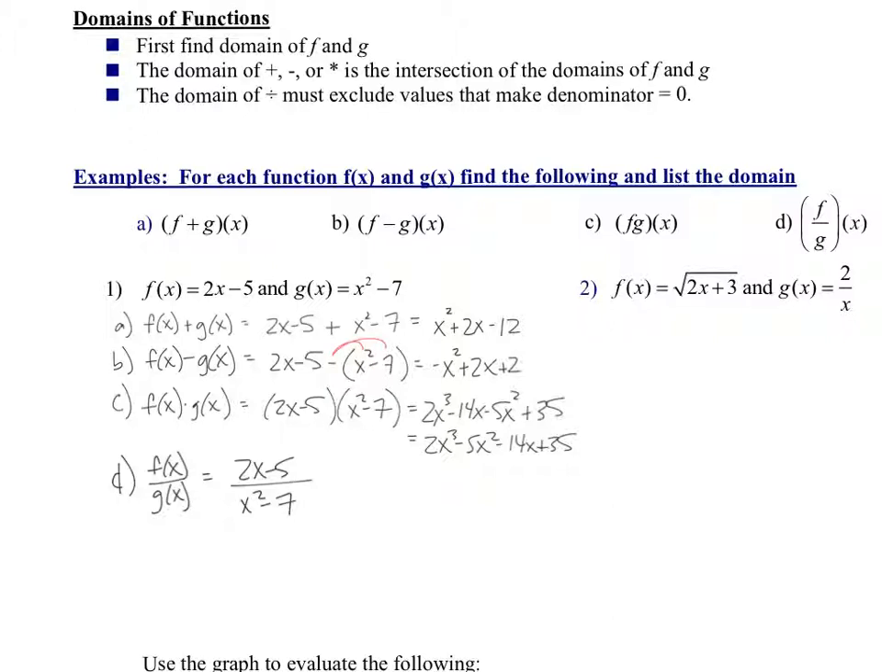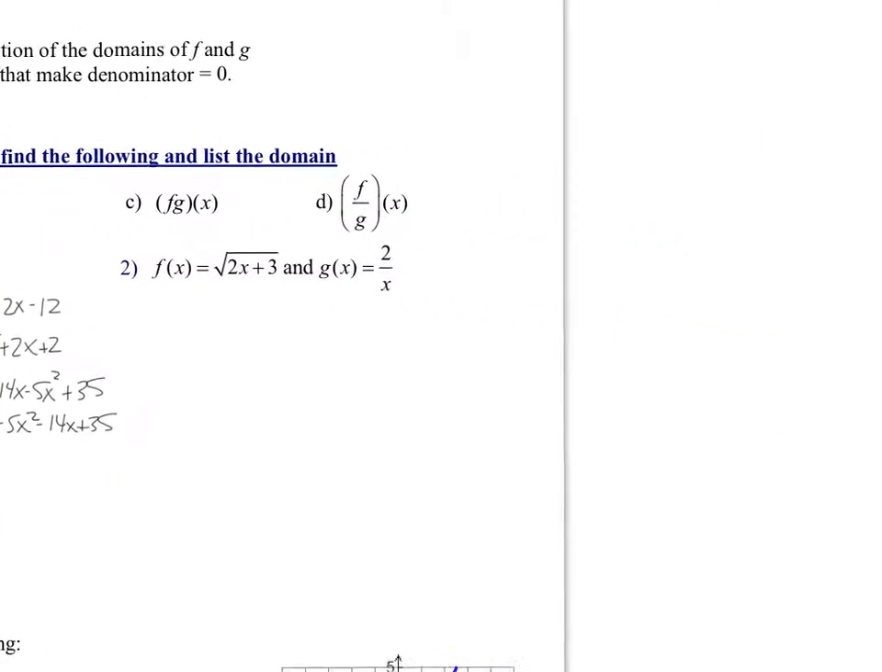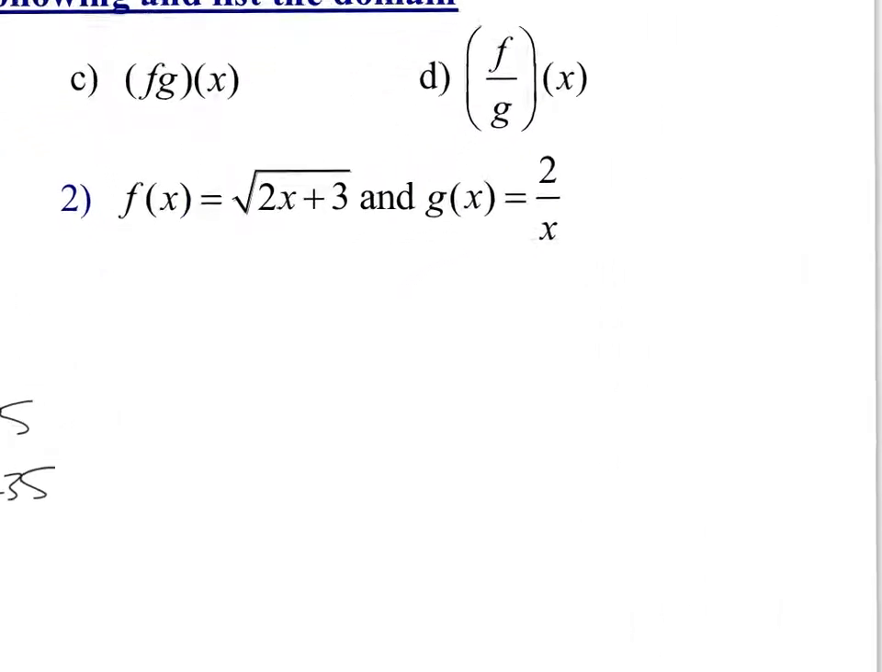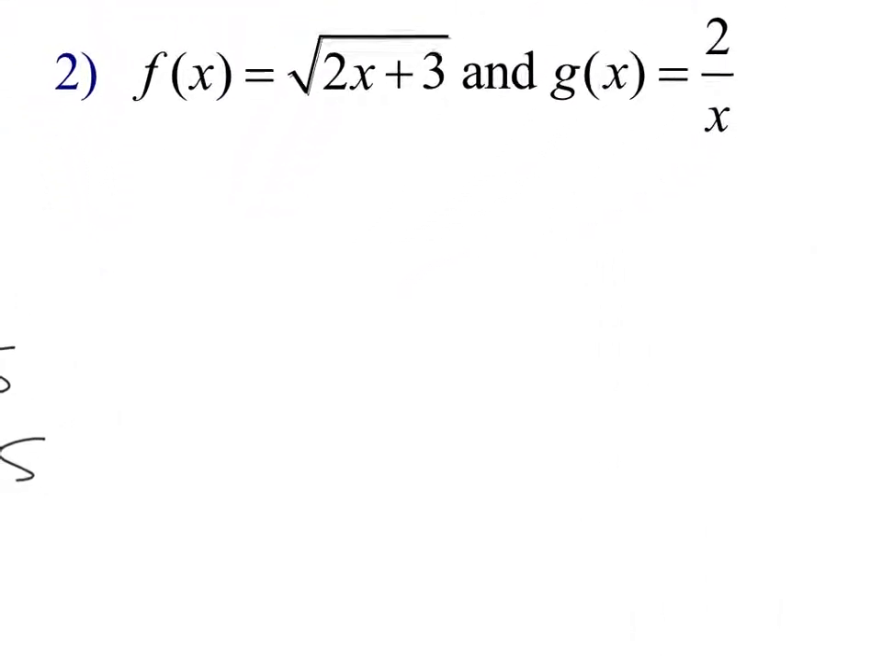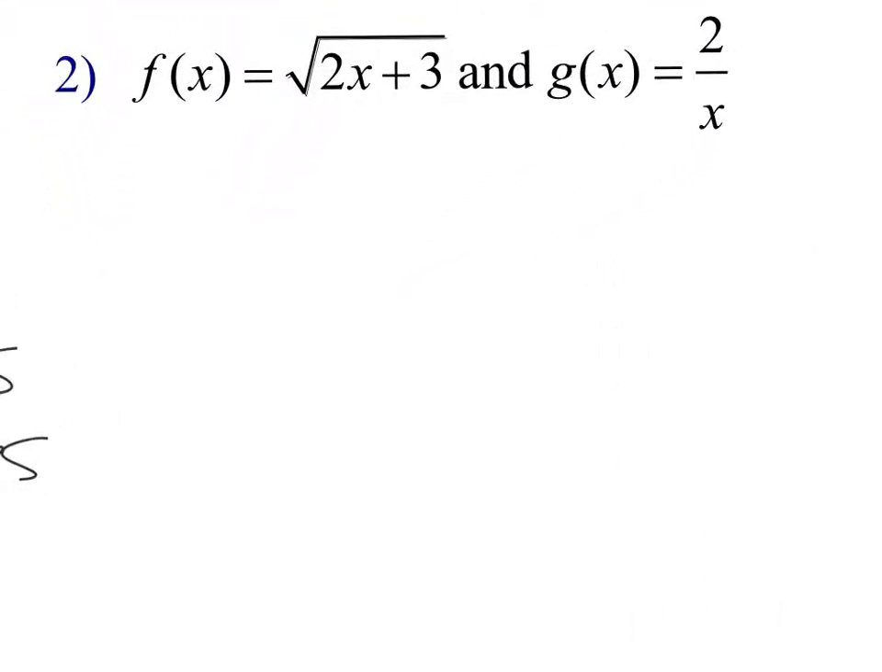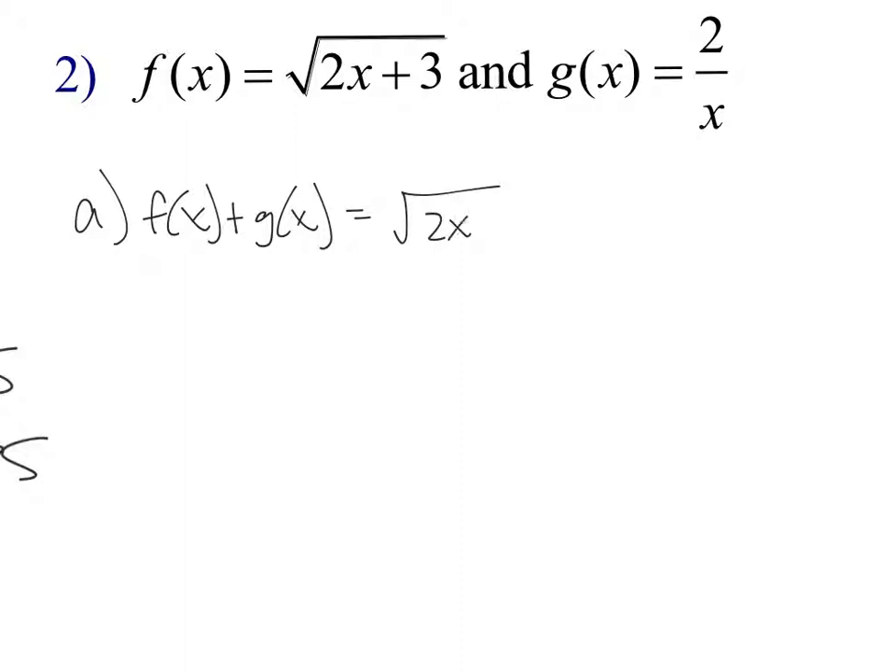Okay, so for letters A, B, C, and D for number 2, we're going to do something very similar. I'm going to just do the algebra part, and then we'll do the domains in class tomorrow. So for A, remember it's two different equations now. It's asking us to add f of x plus g of x. And the f of x is this radical 2x plus 3. And then the g of x is 2 over x. So those are not like terms. They don't have a common denominator. There's nothing really that you can combine there. So actually that is it.